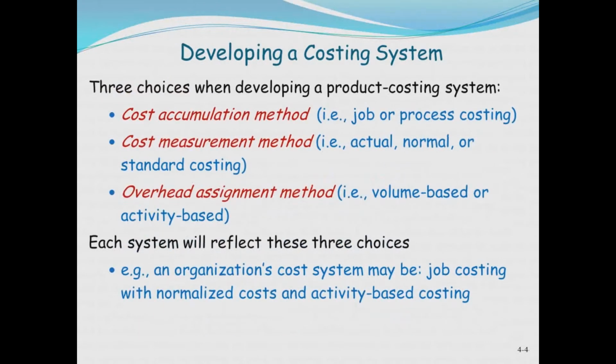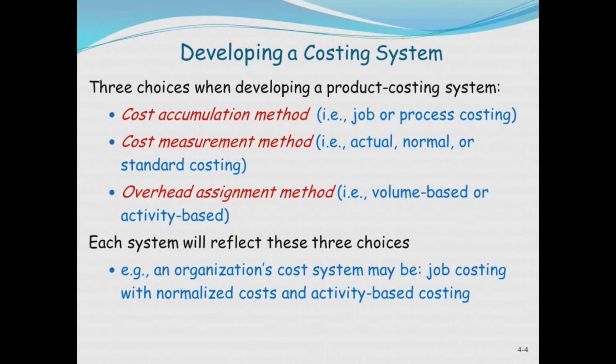So when you're coming up with your costing system, you're making three primary decisions. How are you going to accumulate your costs? Is it through job costing or process costing? Kind of the two ends of the spectrum, or something in between. Then how are you going to measure those costs? Are you going to use actual costs, normal, or standard costs? And we'll talk about actual and normal today. We won't talk about standard costing until later in the semester. And then you need to decide how you're going to assign your overhead, whether it's volume-based, which is the classical way of doing it, or activity-based, which is the modern way of doing it.